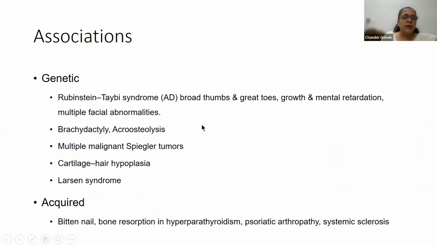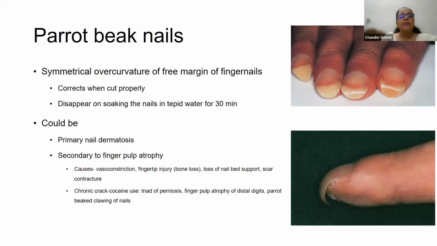Acquired racket thumb or acquired Brachyonychia can be a result of bitten nails, which is another name for onychophagia, or bone resorption in cases with hyperparathyroidism, where acral osteolysis is occurring. So the nail has no support. It's wide, but it's gone short. Then there is psoriatic arthropathy as well as systemic sclerosis.